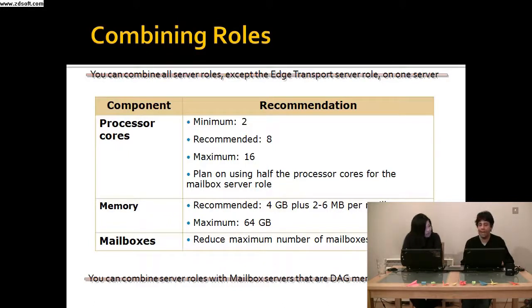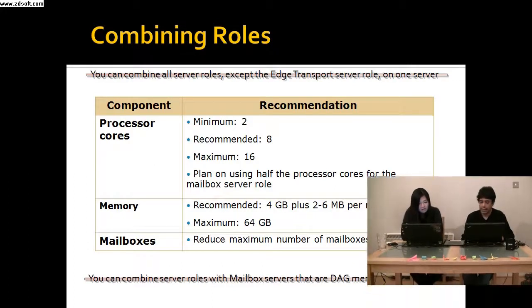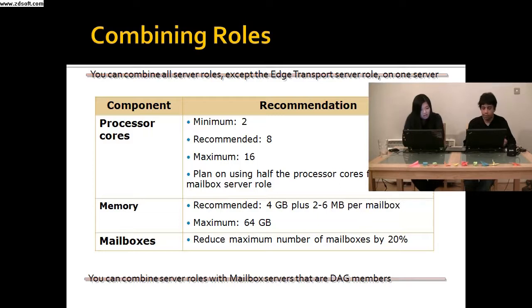What type of spec do you need? You can't come up with a minimum spec for Exchange, really. This is taken from Microsoft. They're saying processor cores minimum, recommended 8 and maximum 16. Memory 4 gig plus 2 to 6 megabytes per mailbox. But it does depend very much on what these users are doing.